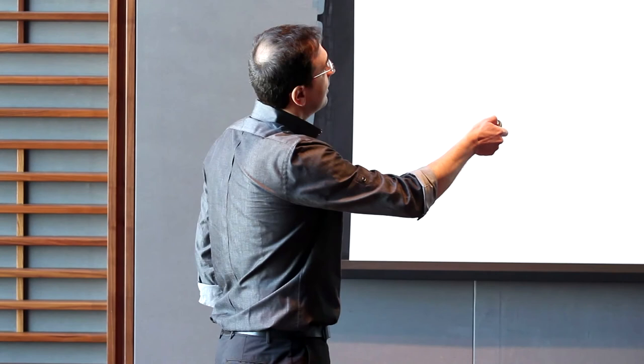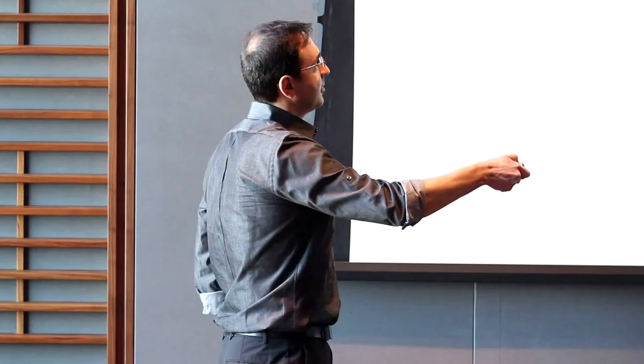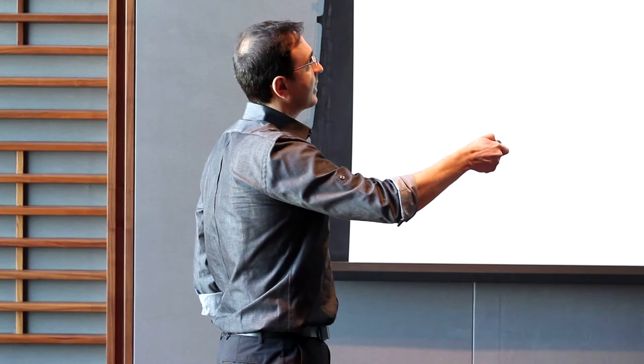So here you have scenarios 1 and 3. The child condition is both healthy. Here the investment is high, here the investment is low. You can go across the 15 different skills, and I don't list all of them here, but you're going to see that they report that the child is more likely to learn this task in the better scenario than in the worst scenario.